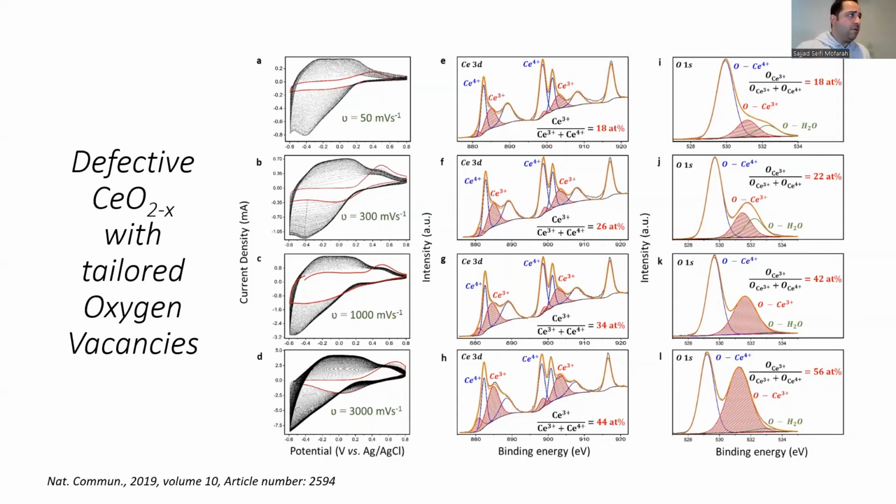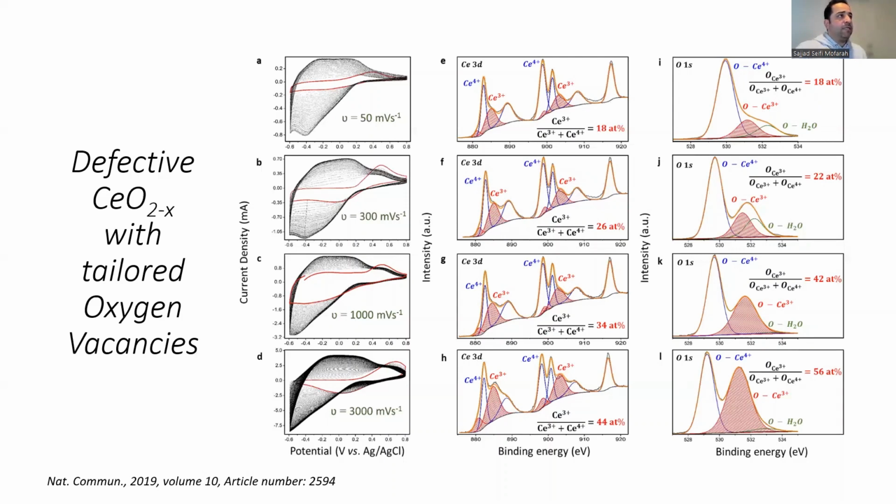So in figure A, we deposited our cerium oxide using the cyclic voltammetry technique at a scan rate of 50 millivolt per second. In figure B, we actually used 300 millivolt per second. We increased the scan rate, and then we increased it to 1,000 millivolt per second, and then we increased the scan rate to 3,000 millivolt per second.